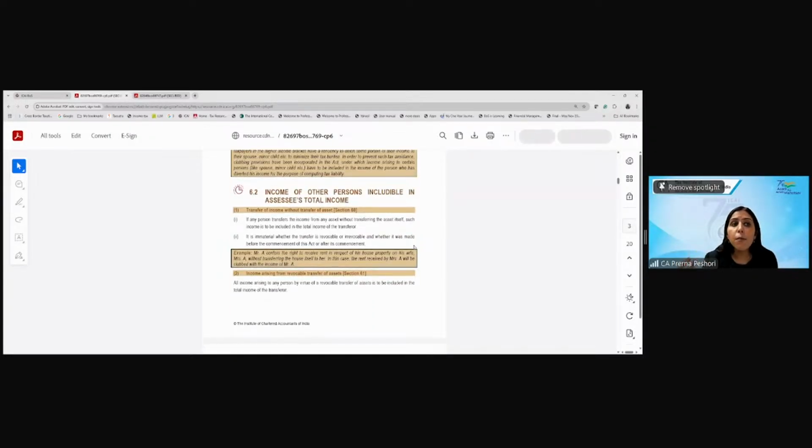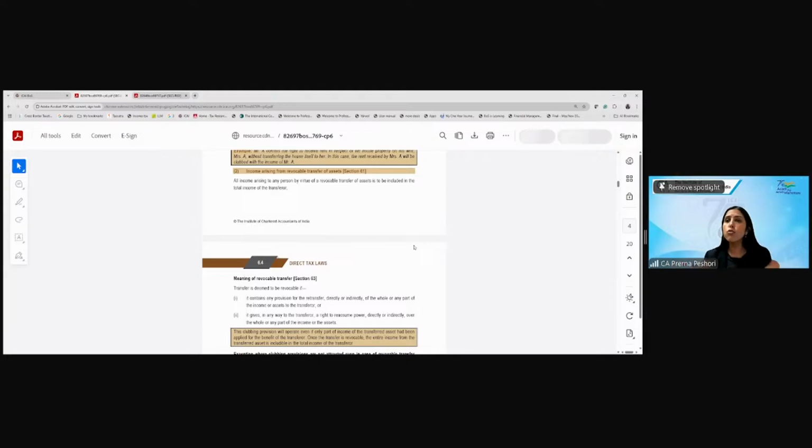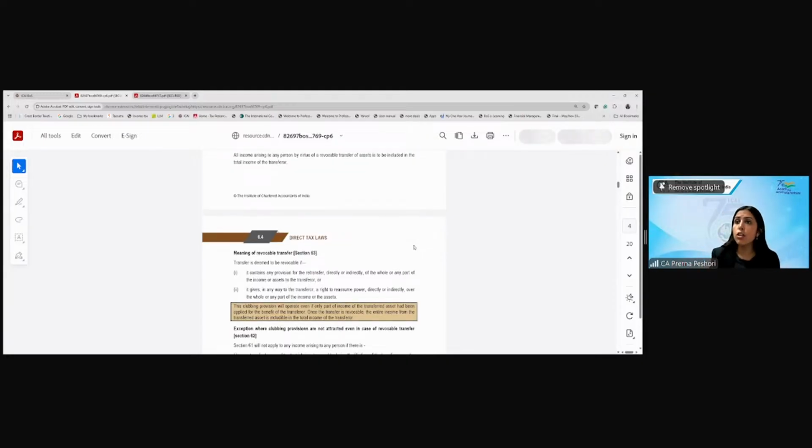Then we have the income from the revocable transfer of asset. What does it say? What do we understand by a revocable transfer? A transfer is deemed to be revocable if it contains any provision for the retransfer of the income or the asset, or if I have a power to reassume power over the income or the asset. So let's say, for example, I transfer the building to you, but in the contract I have placed a power that tomorrow I can take back the asset. Or tomorrow you will give that asset back to me, let's say, after 10 years.